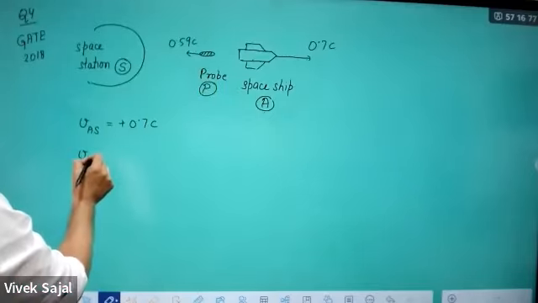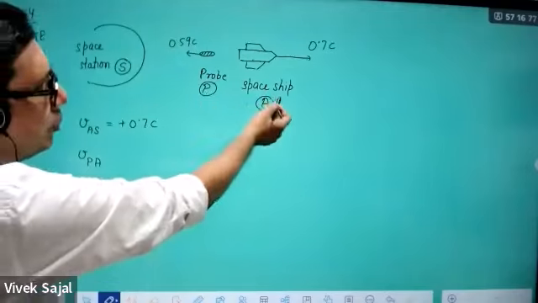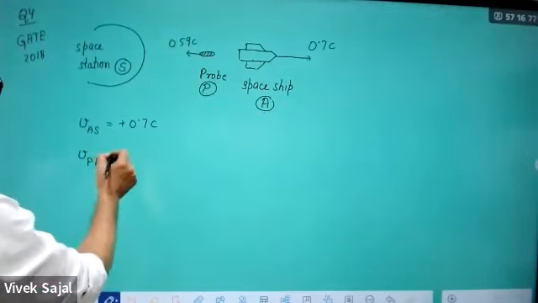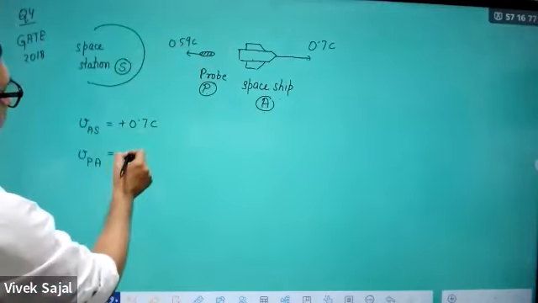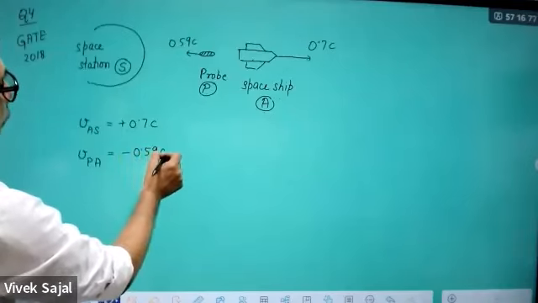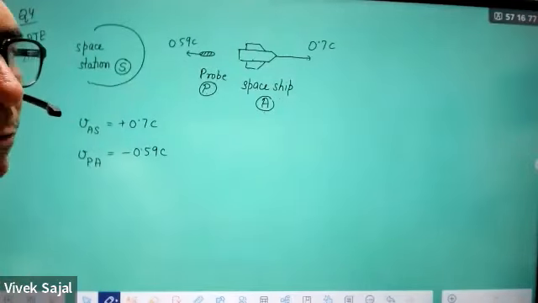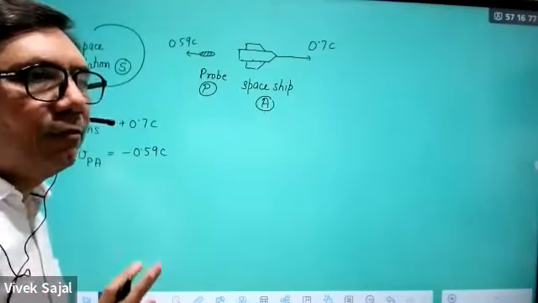Velocity of the probe with respect to spaceship A, correct, very good. And because it is moving in the negative direction, this will be minus 0.59 c. So if you are using this formula, you don't have to think anything. You just have to understand how to apply the formula only.